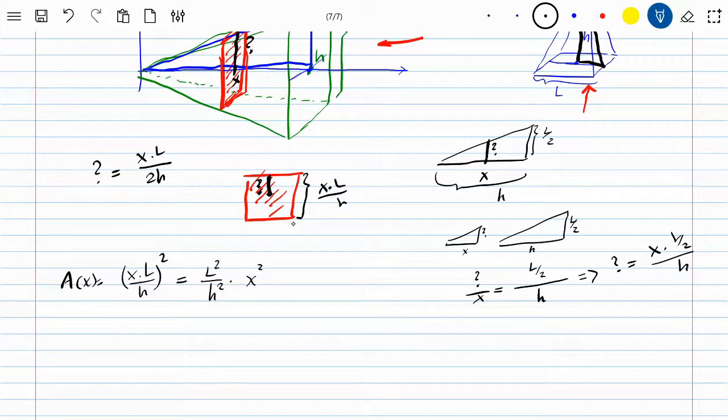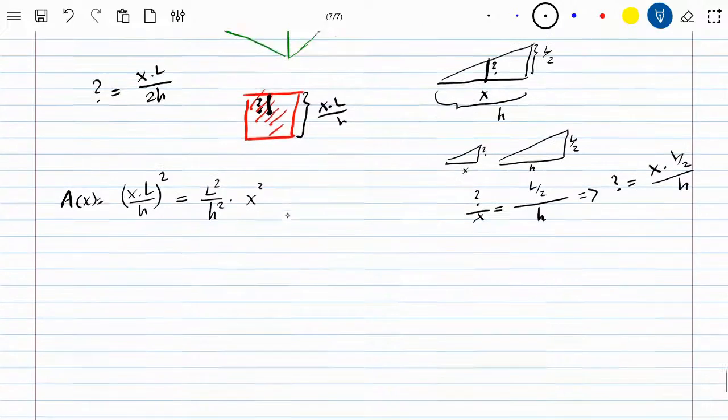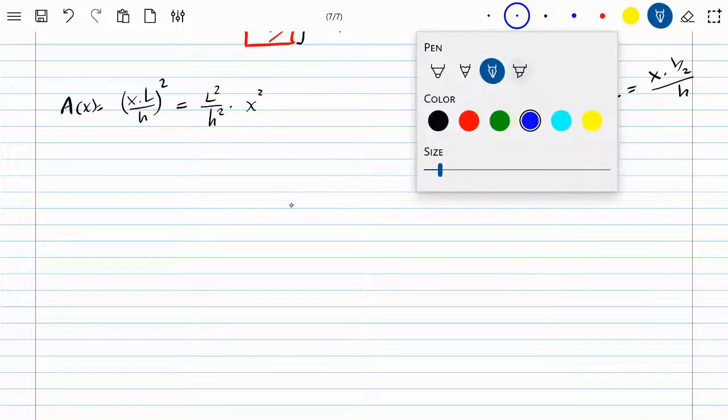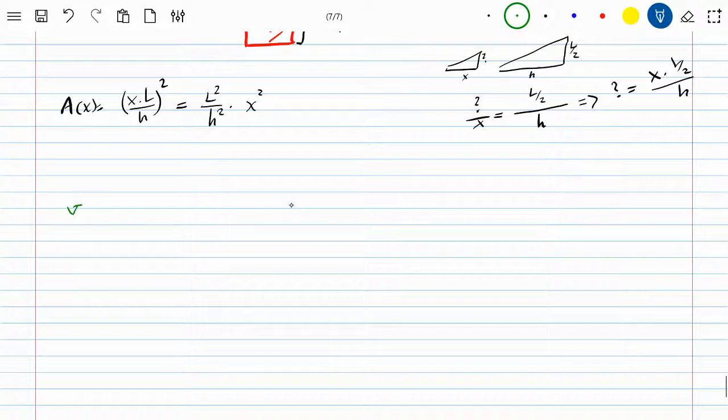Why did I write it this way? Because L and h are constant. These are fixed values. X is the only variable. So we want to find the volume. What would be the volume? Let me change this back to green. The volume would be the integral from 0 to 1 of L squared divided by h squared times x squared dx. L and h are constant, so I can treat them as constants.